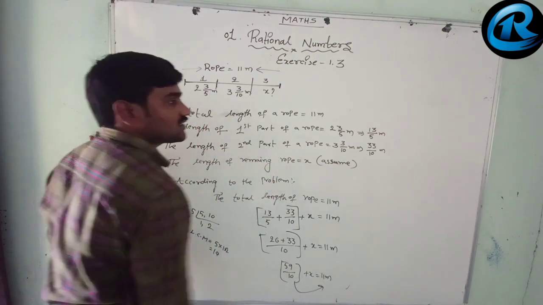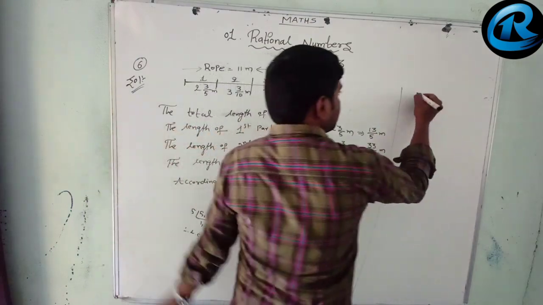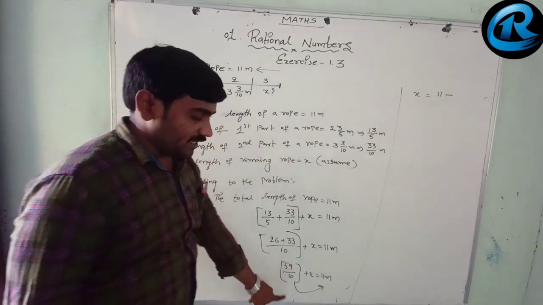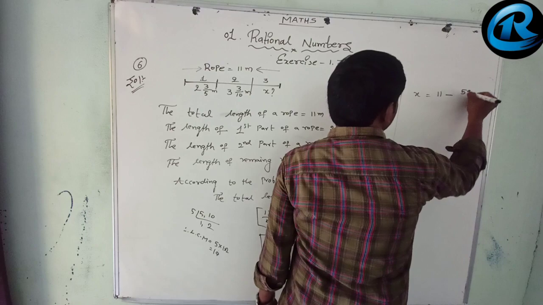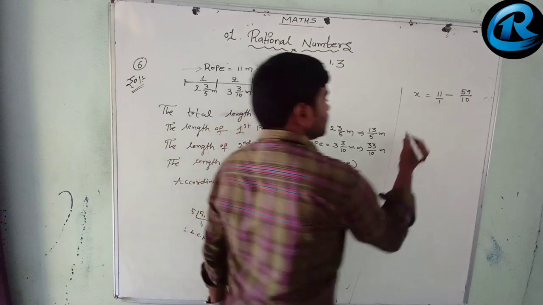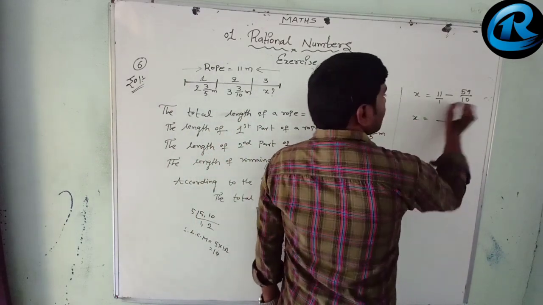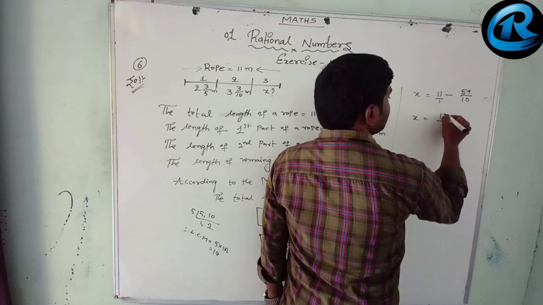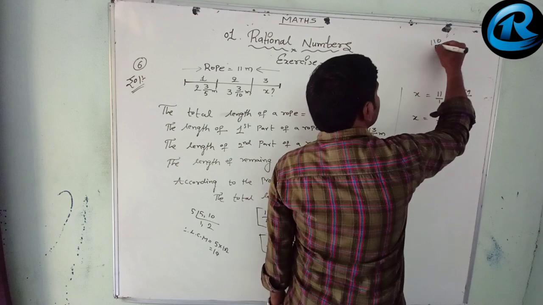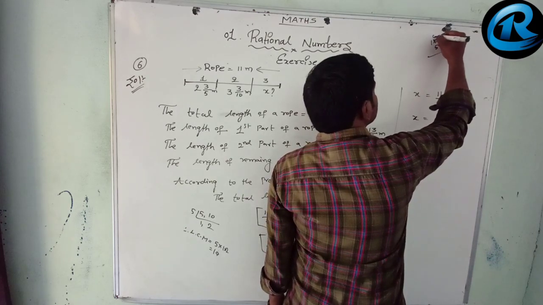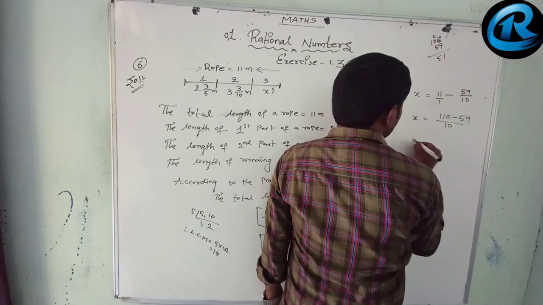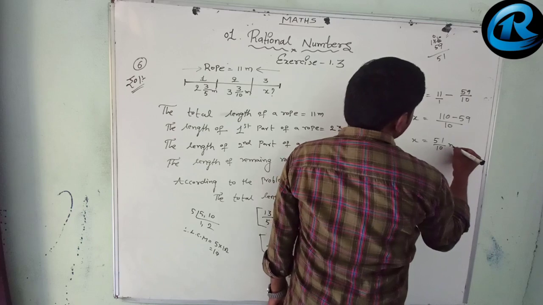This 59 by 10 will transfer this side. Then we get here x equal to 11 minus this plus 59 by 10 becomes minus 59 by 10. This 11 we write as 11 by 1, because there also we can do cross multiplication and get the answer. 1 into 10 is 10, 10 into 11 that is 110 minus 1 into 59 is 59. From 110 you subtract the 59: 10 minus 9 is 1, and 10 minus 5 is 5, so 51. So x equal to 51 by 10 meters.